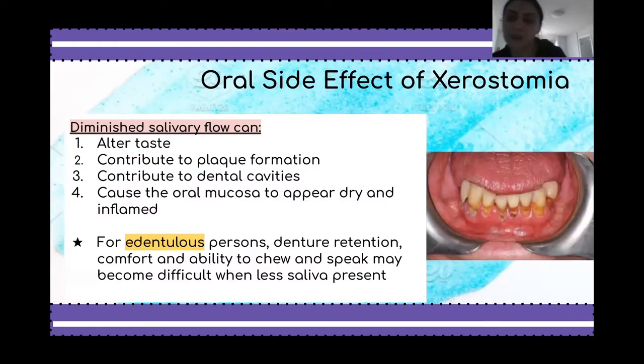Oral side effects of xerostomia. There are a lot of side effects. One of them is altered taste. It contributes to plaque formation and accumulation, which will eventually lead to caries and cavities, especially root caries in the elderly, because mostly they have recession. It causes the oral mucosa to appear dry and inflamed.